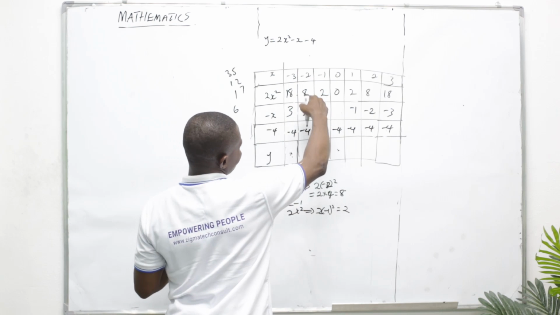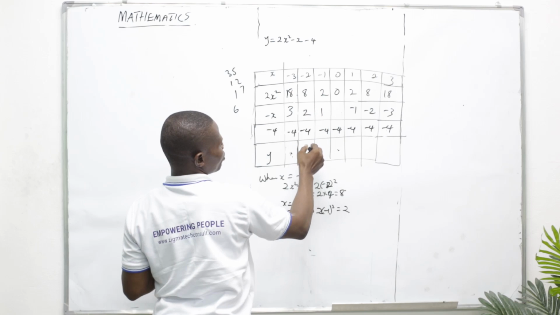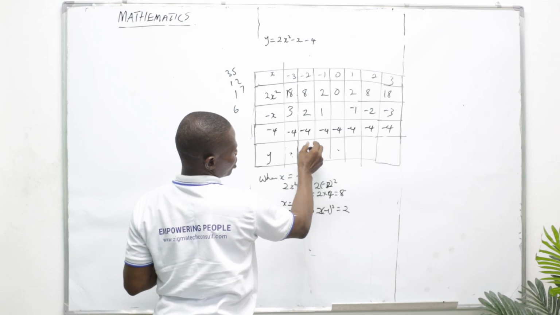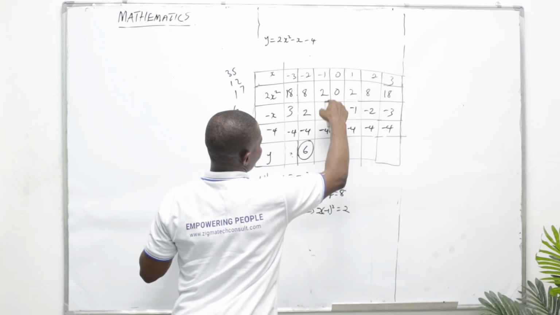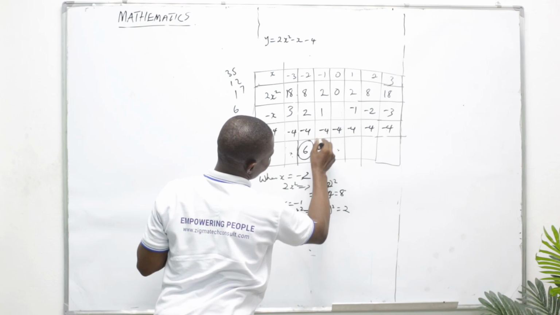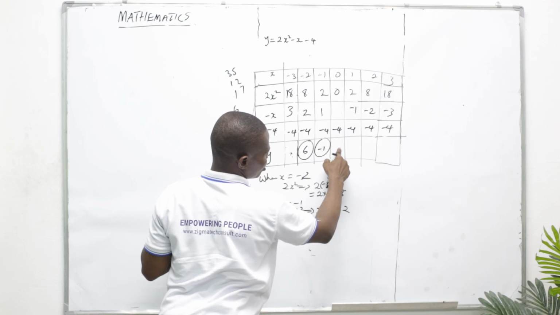Now, go with your own. This plus this 10. 10 minus 4, 6. Circle it to show that you are the one that solved it. This plus this is 3. 3 minus 4 is minus 1. You also circle it. You don't have business here. Just jump it.